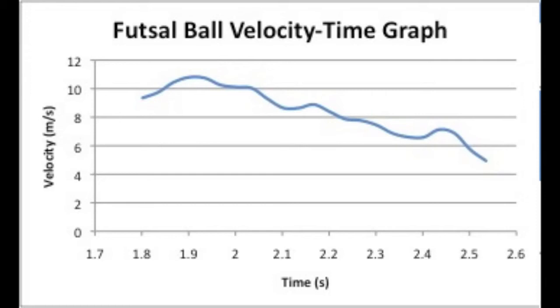The average velocity for the basketball is 5.048 meters per second, compared to the average velocity of the futsal ball, which is 8.439 meters per second. This was calculated by using the formula P2 minus P1 divided by T2 minus T1.